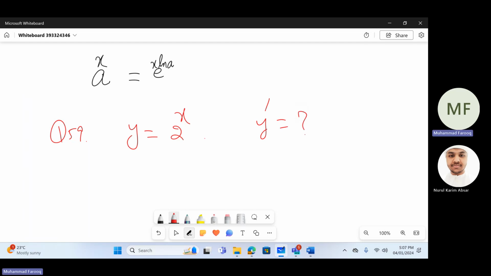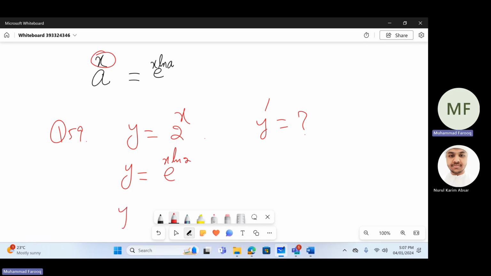Unfortunately, we cannot differentiate directly. So first we use this conversion rule and we change into base e. So please tell me how I write 2 to the power x. It's e to the power x ln 2, because this x is representing the exponent and this a is representing the base. Look here, my base is 2, so e to the power x times ln 2.